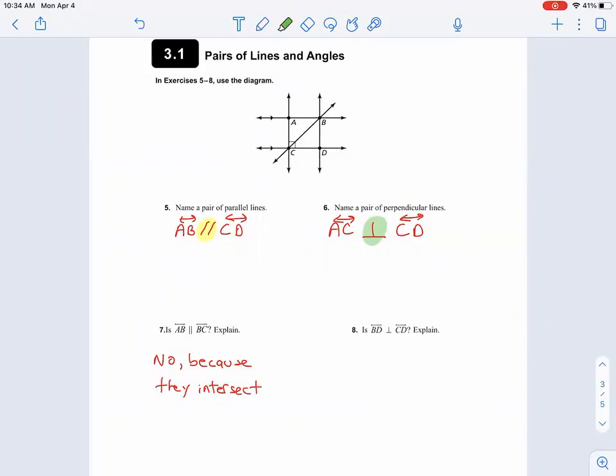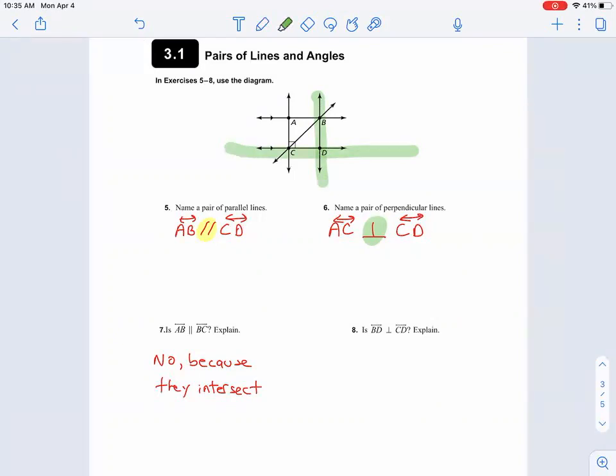And the next question is, is BD perpendicular to CD? The answer actually is no. I know a lot of you had said yes, and I agree with you. It looks like they are. It definitely looks like they are.